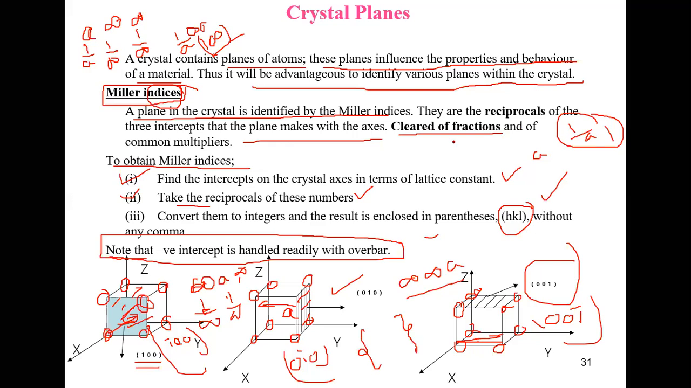So please note carefully. A single plane is denoted by (HKL) in the first bracket, and if you put a second bracket, the meaning will be different. So you have 6 sets of Miller indices: (1, 0, 0), (1 bar, 0, 0), (0, 1, 0), (0, 1 bar, 0), (0, 0, 1), and (0, 0, 1 bar).